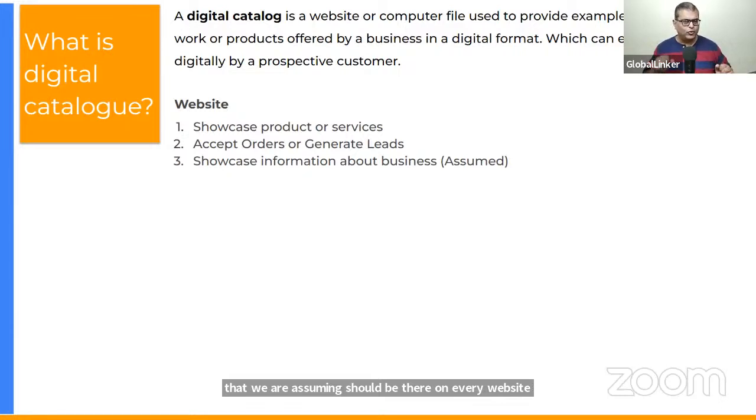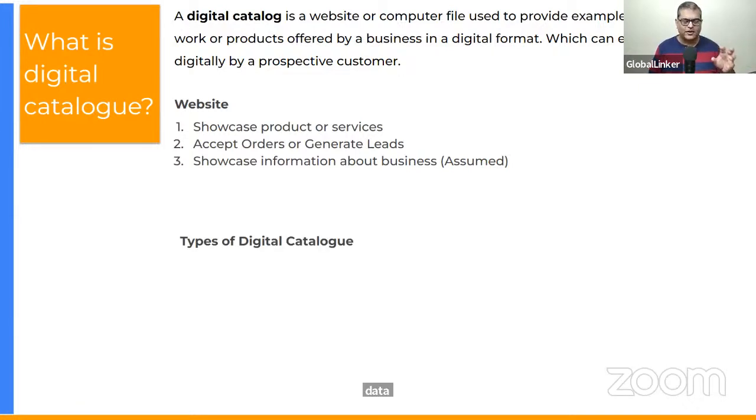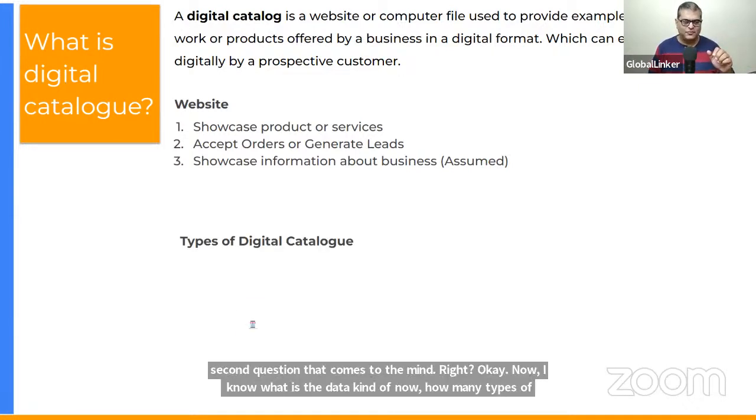Now, before I show you a few examples and help you grasp this understanding in a better way, let's also understand how many types of digital catalog there are, because that is obviously the second question that comes to the mind, right? Okay, now I know what a digital catalog is. Now, how many types of digital catalogs are there? So broadly, there are four types of digital catalogs. Let me help you understand them.